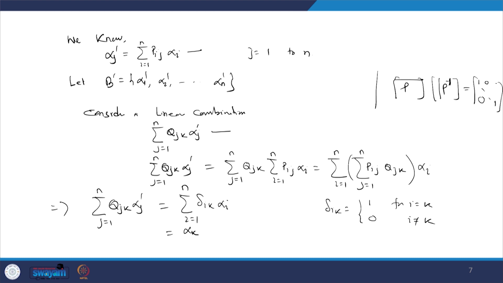So, linear combinations of alpha j prime give me alpha k also. I mean a linear combination of alpha j prime with coefficients q j k, j equal to 1 to n. So, this implies one can obtain alpha 1, alpha 2, up to alpha n as linear combinations of alpha 1 prime to alpha n prime. So, this implies B prime consisting of alpha 1 prime to alpha n prime spans the vector space V.